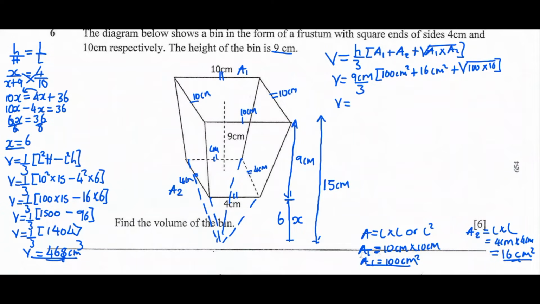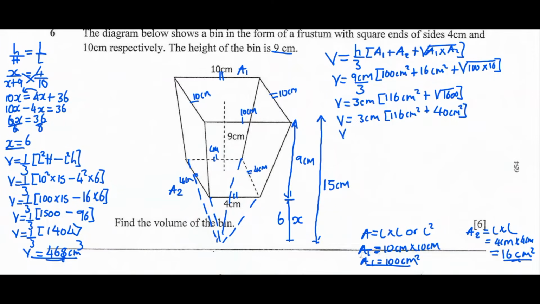So we can now divide 3 into 9 centimeters, which is 3 centimeters. Then 100 plus 16 is 116 centimeters squared, plus 100 times 16, which will give us 1,600. So we need to look for the square root of 1,600, and this should be 40. So we have 40 centimeters squared.